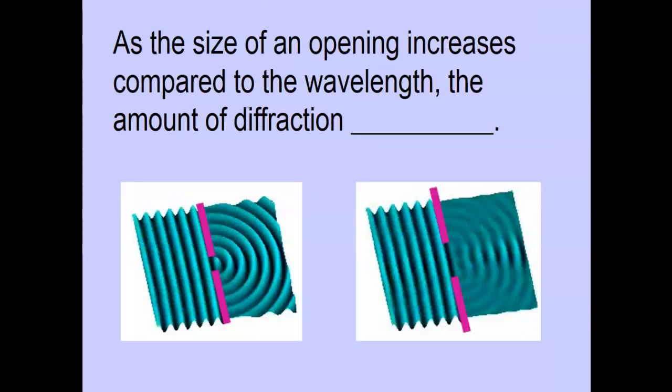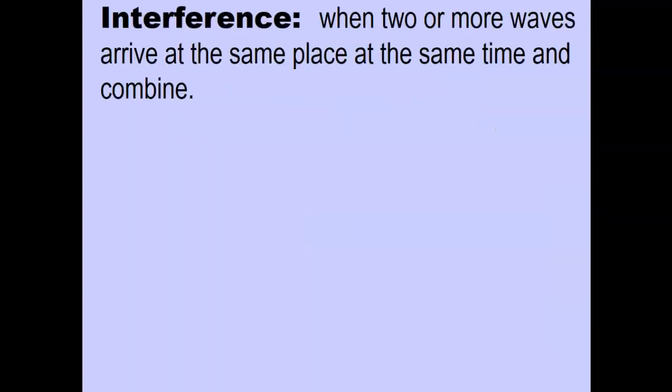Now let's look at an opening. So if we look at these two pictures, we have two different openings. Here we have a very, very small opening. Here is a larger opening. And so we can see there is a lot more diffraction through the smaller opening. So as the size of an opening increases compared to the wavelength, the amount of diffraction is going to decrease. Okay, so that is diffraction.